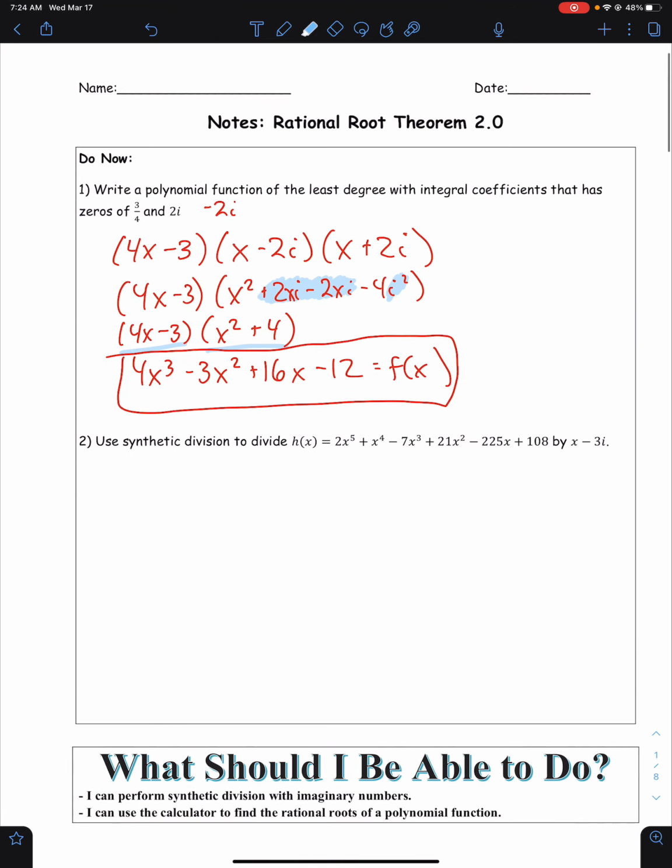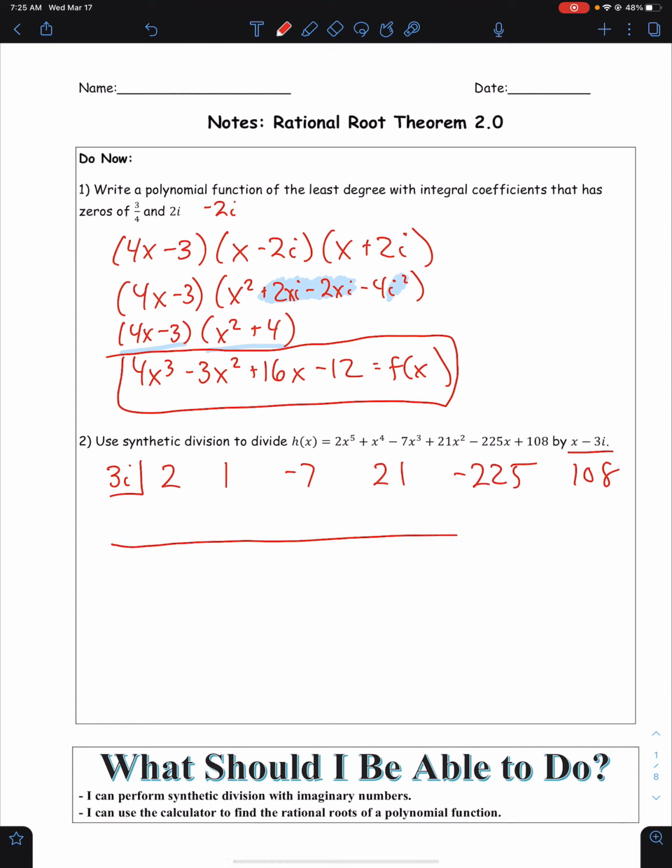So on to number two. Here we're using synthetic division to divide h of x by x minus 3i. Well, if we look at this one, the zero in this case would be 3i, so that's what goes into the box in the top left. And then we write our coefficients: 2, 1, negative 7, 21, negative 225, and 108. Gonna need a calculator for this one. And now it's the same exact process. We drop down the 2. We write the 2 here.